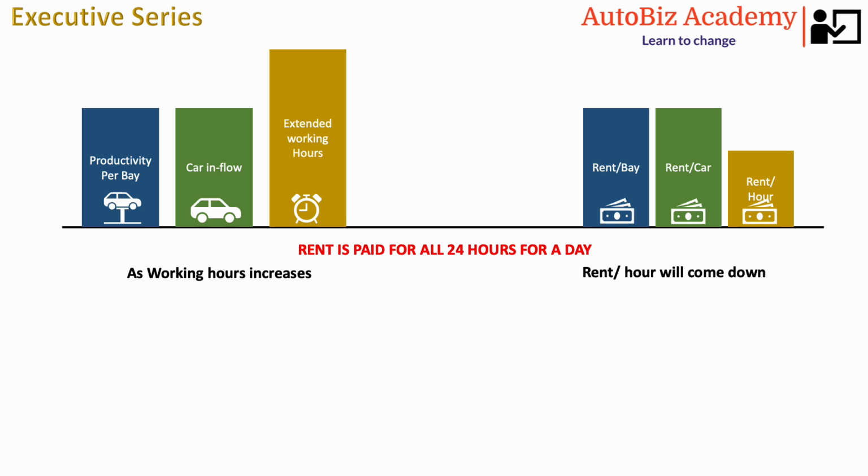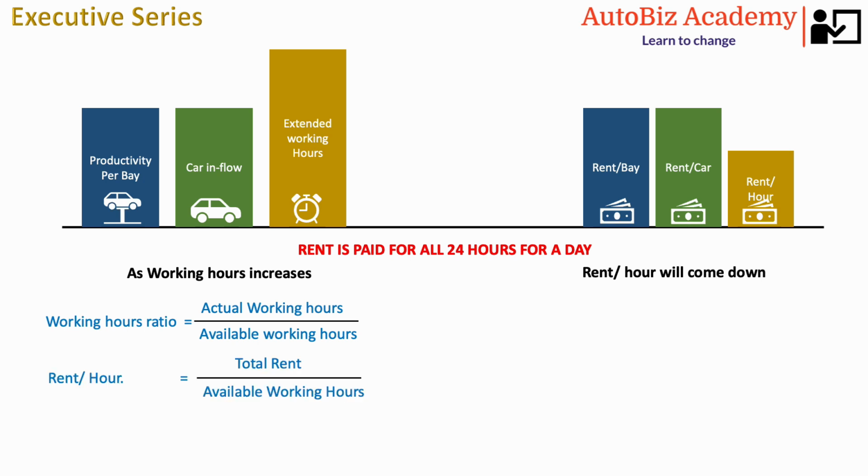Let us formulate it. Working hours ratio is actual working hours divided by available working hours. If you are using your workshop for 10 hours or 11 hours, that will be your actual working hours, whereas the available working hours are 24 hours. It will give you the working hours ratio. You can then understand what your working hours ratio will be.